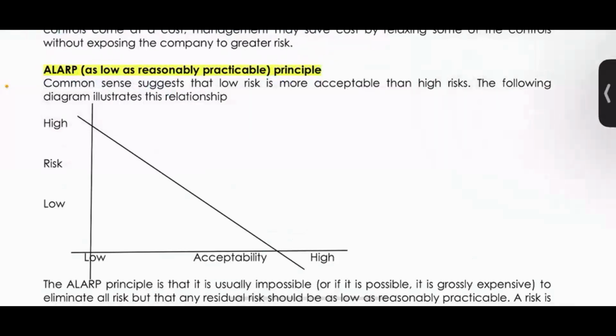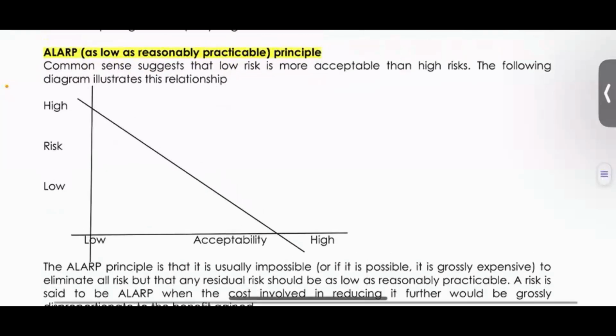Common sense suggests that low risk is more acceptable than high risk. The following diagram illustrates that relationship. So they are basically trying to say that you should only accept a risk that is practicable, right? It is within limits to accept it.